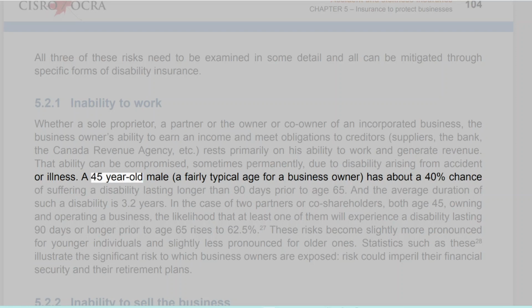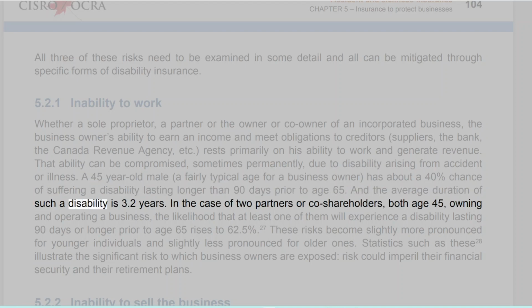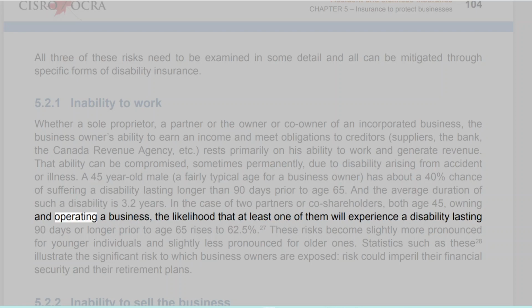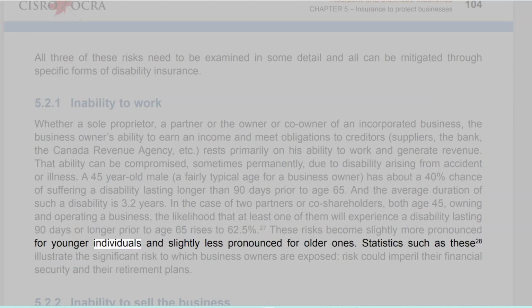A 45-year-old male, a fairly typical age for a business owner, has about a 40% chance of suffering a disability lasting longer than 90 days prior to age 65. And the average duration of such a disability is 3.2 years. In the case of two partners or co-shareholders, both age 45, owning and operating a business, the likelihood that at least one of them will experience a disability lasting 90 days or longer prior to age 65 rises to 62.5%. These risks become slightly more pronounced for younger individuals and slightly less pronounced for older ones.